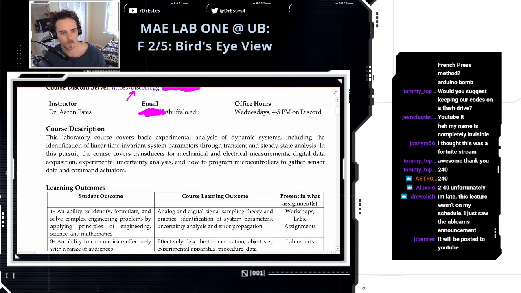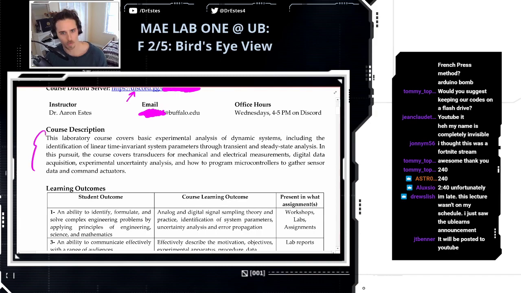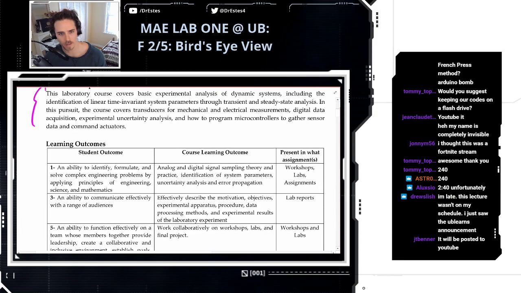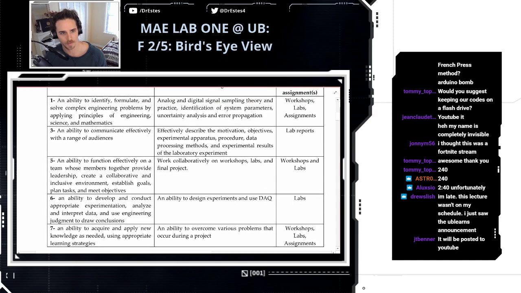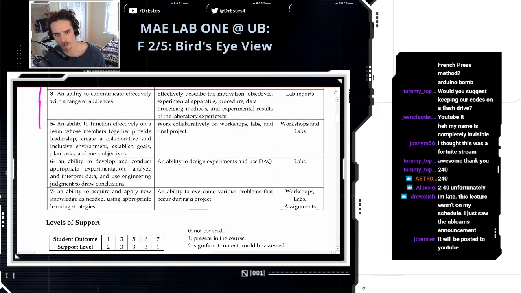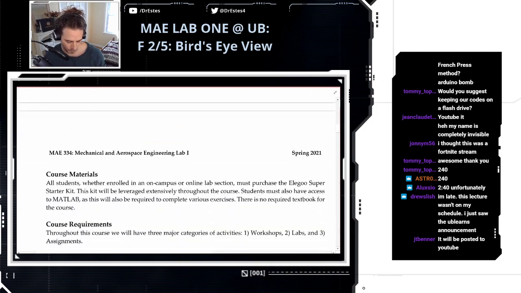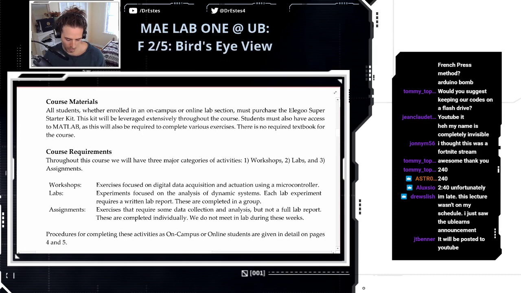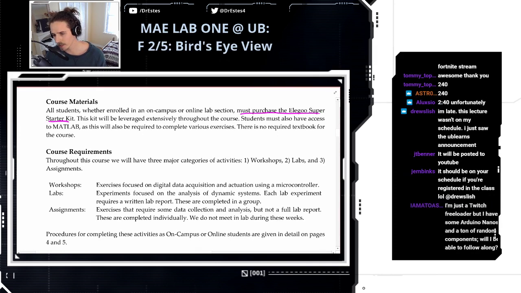I already talked about in general what we're covering, so I think you have a good idea of that. And this table goes through certain learning outcomes for our MAE program, and how the course is linked to those. So make sure that you purchase this starter kit. If you haven't gotten it yet, the link is on UB Learns.